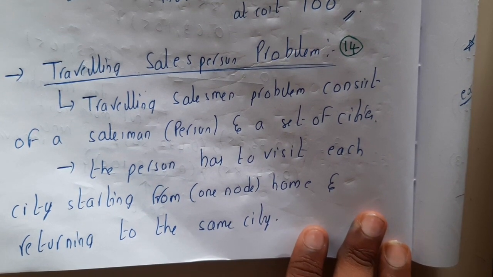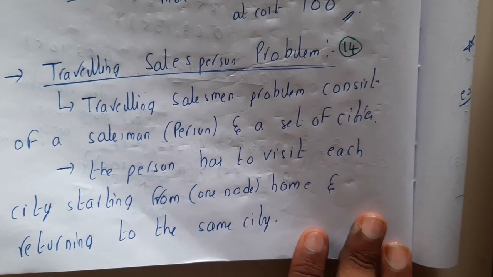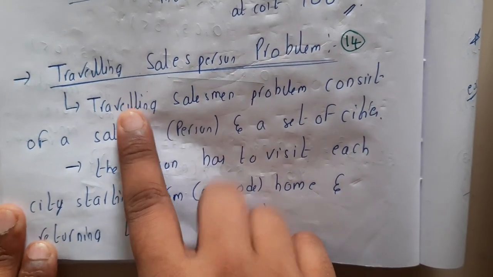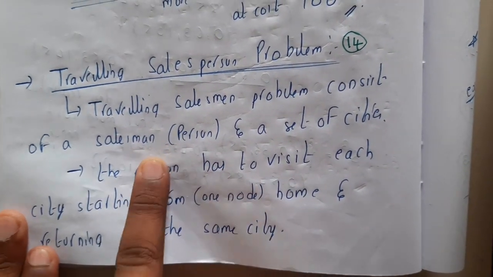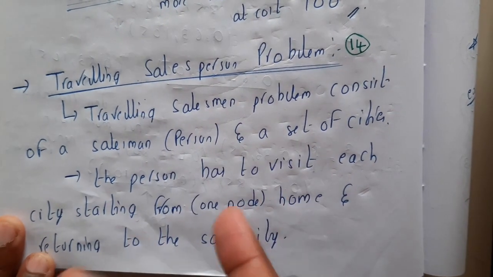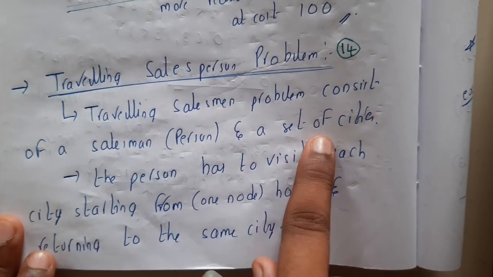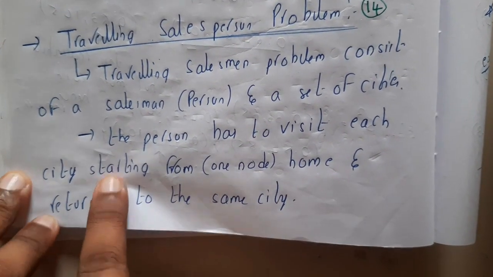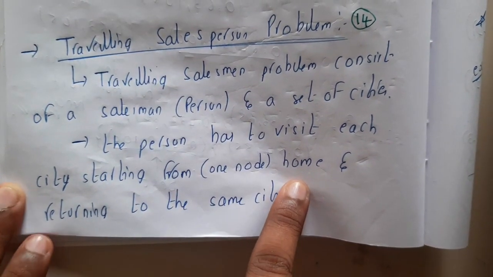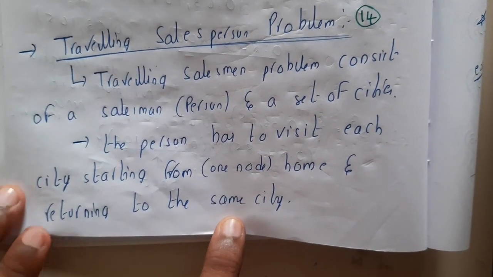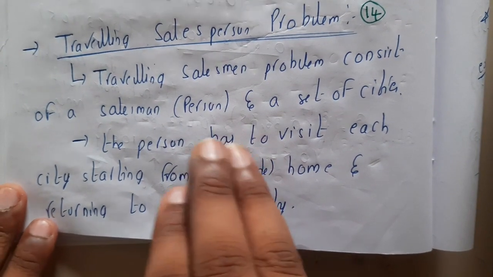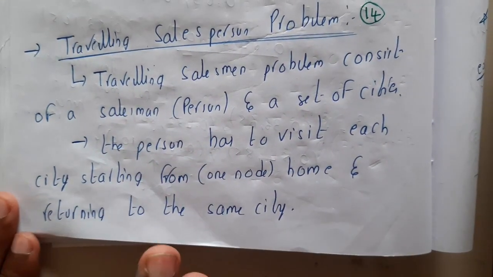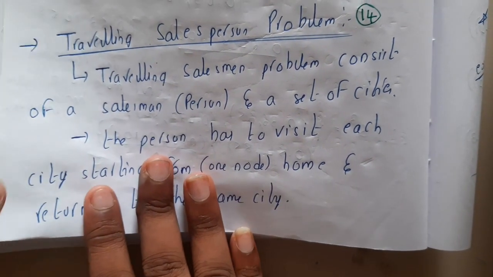Okay, so this problem is a bit interesting, guys. First let us learn what this traveling salesperson problem is. The traveling salesperson problem consists of a salesperson or a postman who needs to visit a particular set of cities. The person has to visit each city starting from his hometown and returning back to the same city. You can even assume that he is a postman and he needs to deliver the post in all the cities and return back to the post office. In that way also you can assume it.